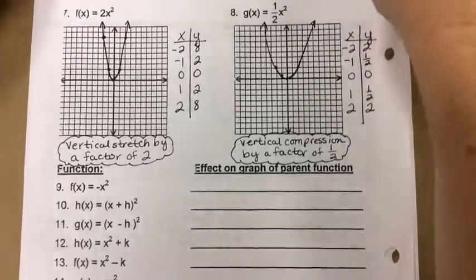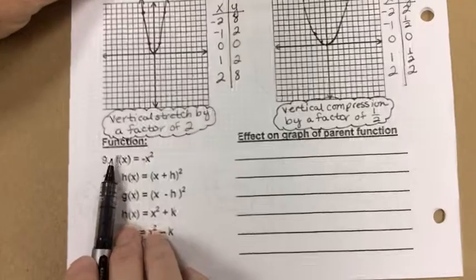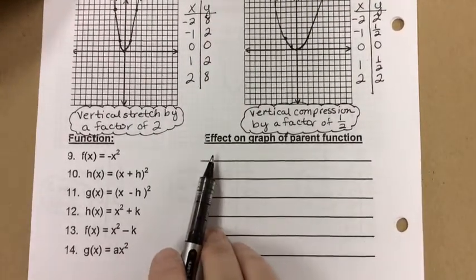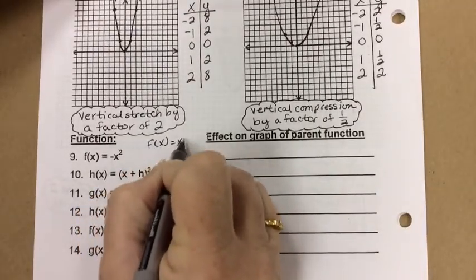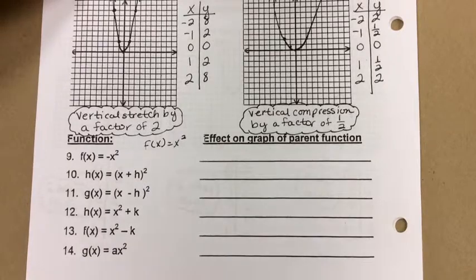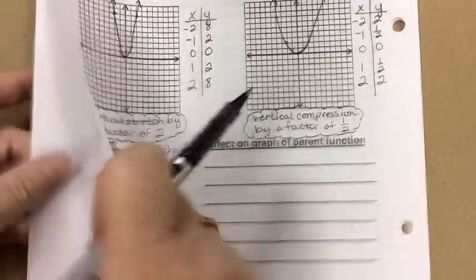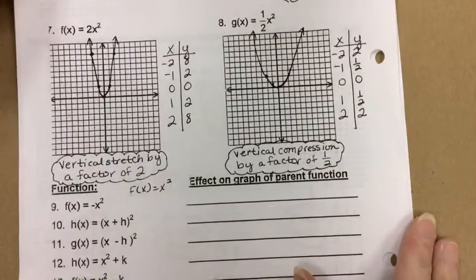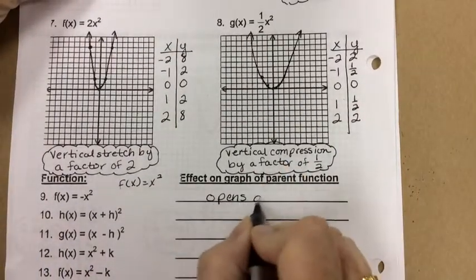Okay, so let's review what we've gotten so far. If this is our function, we want to know what the effect on the graph of the parent function was. Well, the parent function, remember, is f of x equals x squared. So we know what that looks like. When we put a negative in front, if you remember, we go back to this first page, that makes it open down. So the effect on the graph of the parent function is it opens down now instead.